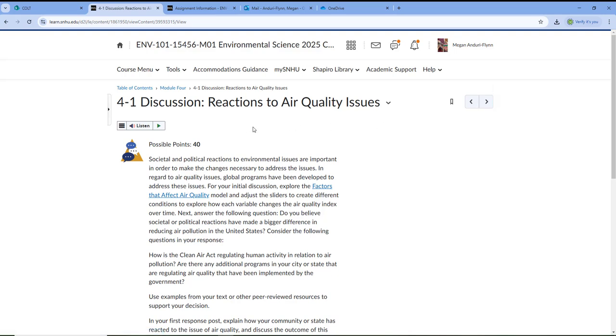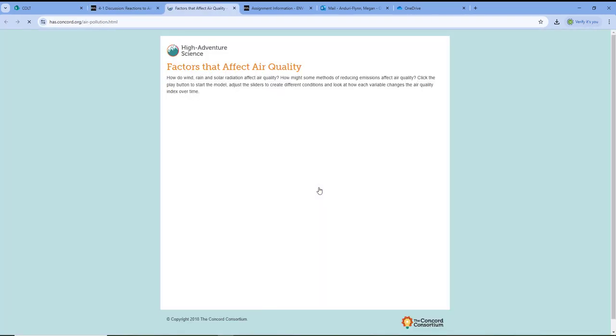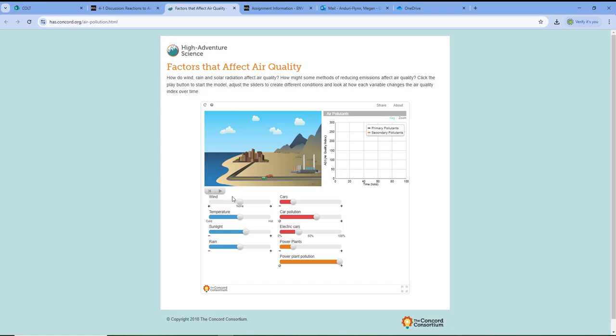So the discussion topic this week is reactions to air quality issues. So first we need to basically understand the factors that affect air quality. So you're going to be playing around with this model. Basically you're going to look at how the different variables affect the air quality over time. So I'll just show you what it looks like. So here, it's kind of similar to the ones we used last week with the different permeability of the landscapes and rural versus urban areas. So this relates to air pollution.